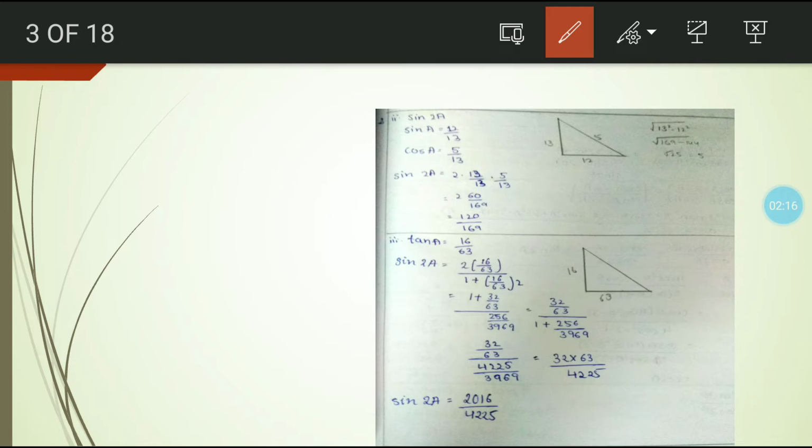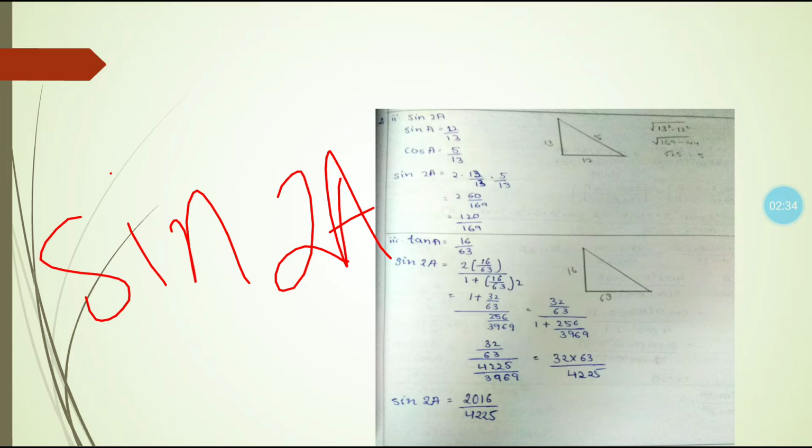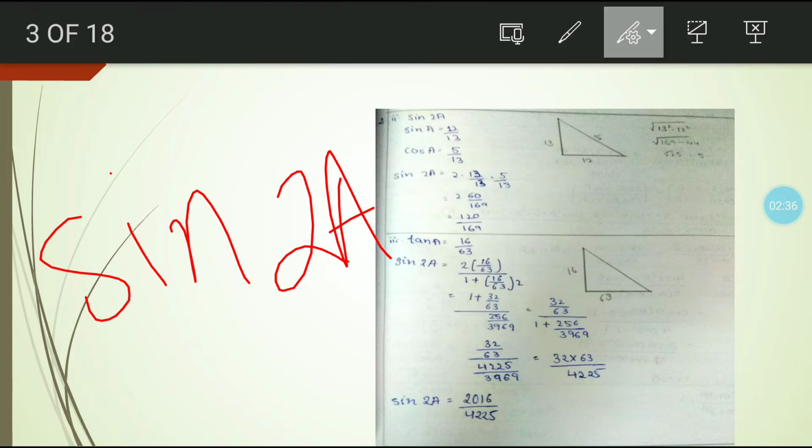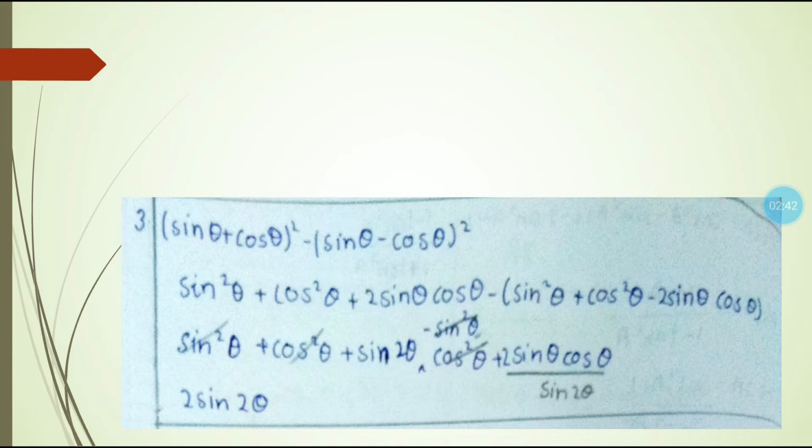After that, what will it become? Sine 2A is equal to 2 into 16 by 63 divided by 1 plus 16 by 63 squared. After that, if you substitute, you will get the answer here. Okay. Now just clear all. Third question we will see.